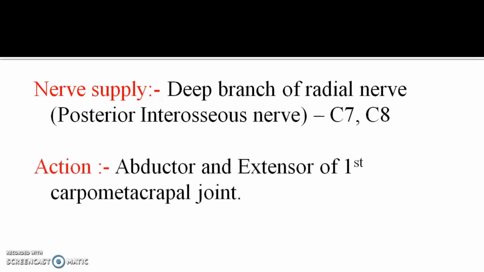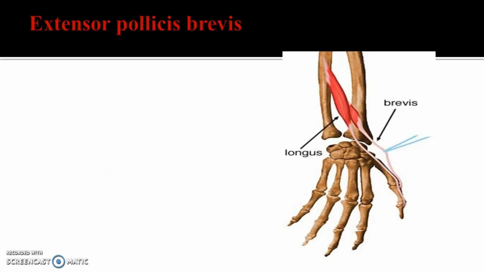Action of this muscle, as I said before, major function is abduction and also extension in the first carpo-metacarpal joint, that is between the carpal and metacarpal bone we will be having a joint. That joint in the lateral side, first carpo-metacarpal joint, abduction and extension is done by this particular muscle. Talking about the next muscle, we have extensor pollicis brevis along with extensor pollicis longus.